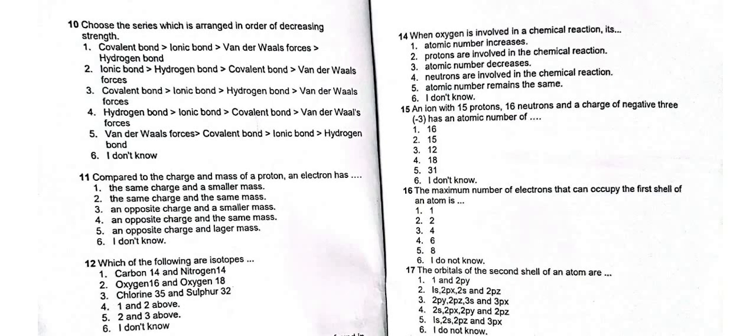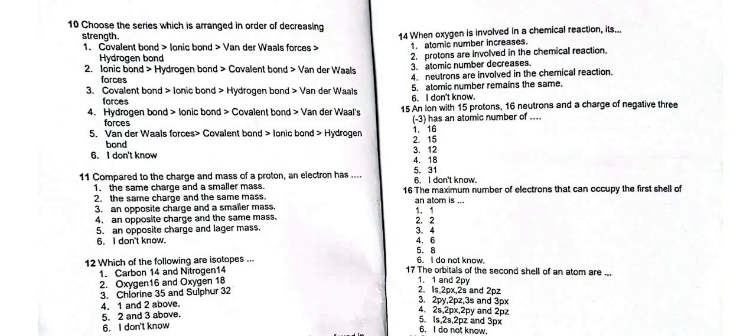So the correct answer here, they are saying compared to the charge and mass of a proton, an electron has an opposite charge and a smaller mass. So the correct answer here is 3. Hope this is okay, guys. Is this okay? Any questions here? Betha, is this okay? So the answer here is 3 as well.